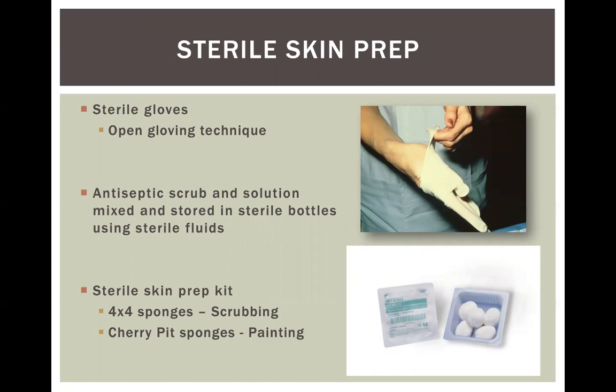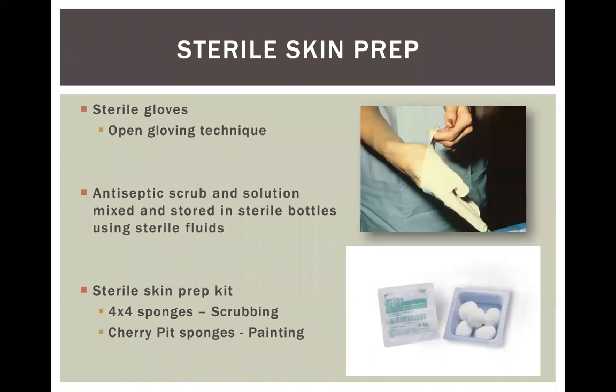You can either purchase prep sets, as you see below, in sterilized, disposable containers. On the left is a sterilized container of 4x4 sponges. On the right are what we call cherry pits.